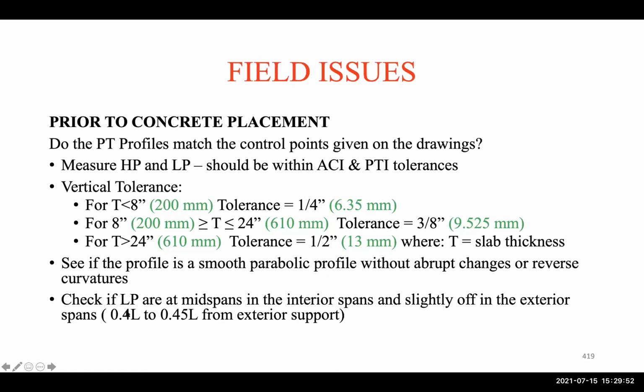reverse curvatures. Check if the low points are at mid-spans in the interior spans and slightly off in the exterior span, 0.5 to 0.45 L in the exteriors, from the exterior support. So you need to look for that, because in PT, in pre-stress, these are controlled, these are done in the factory, and we put the tendon before the concrete.